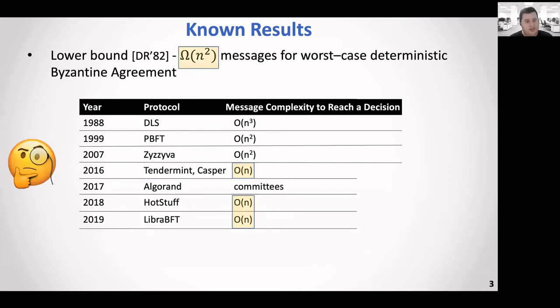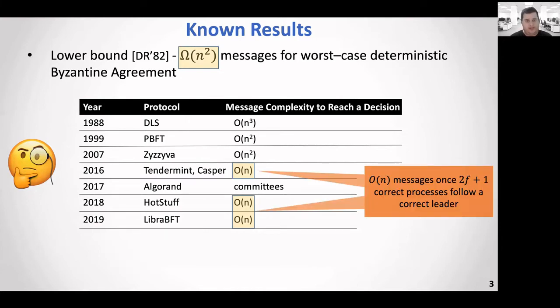Now you might wonder what's the connection between this linear message complexity to reach a decision and the known lower bound. The answer is that this message complexity holds only once 2f plus 1 correct processes follow a correct leader. In fact, all the protocols here are deterministic, therefore they cannot circumvent the deterministic lower bound. We use randomization to lower the expected message complexity of round synchronization, which I will define later in this presentation, to linear. Now, consensus protocols such as HotStuff can use a round synchronization algorithm to lower the overall message complexity of SMR to expected linear as well.